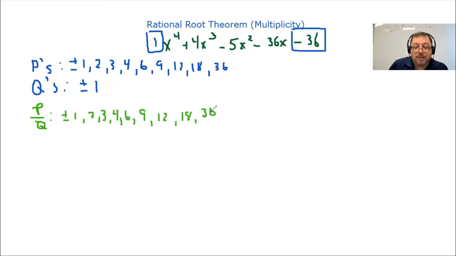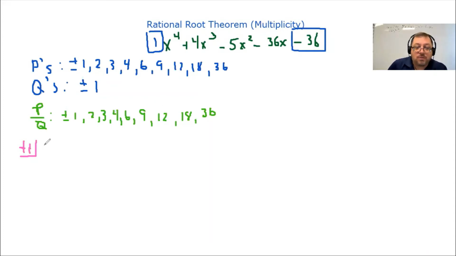Now, that's just possible roots. That doesn't mean all those are roots. They're just possible roots. So we have to evaluate them using synthetic substitution, or as we know it, synthetic division. We have to go through each of these values and find out which ones work. So let's just start. The best place to start is plus 1. And let's see what we get.